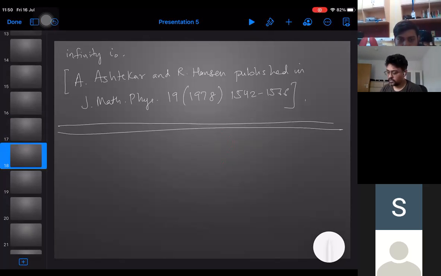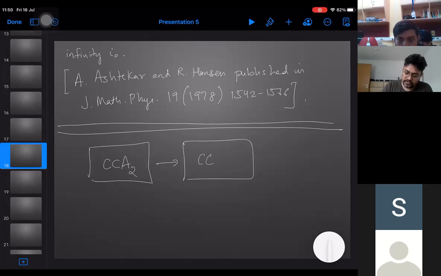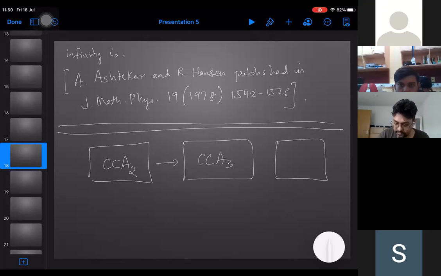Okay. So till now, what we have done is given an explanation of how to have CCA2. Then we have moved forward to CCA3. Now, the next step would be to move one higher dimension, and we will look at what the algebra is, given by the CCA4. Yes, please.